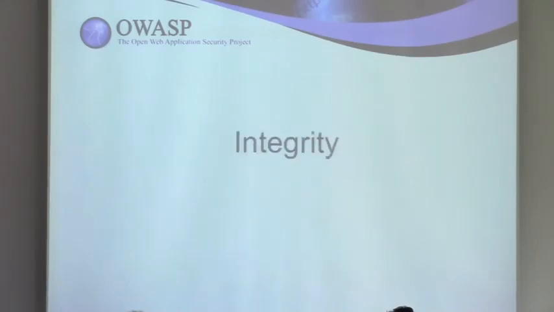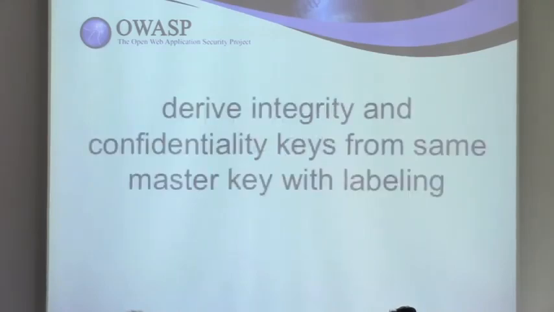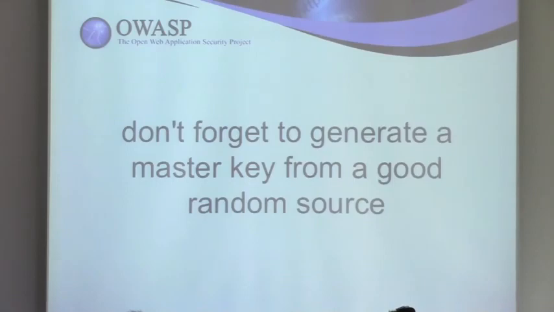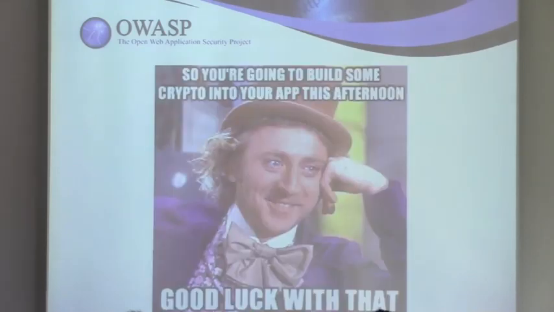You add an HMAC to your ciphertext for integrity, and derive integrity and confidentiality keys from the same master key with labeling. Don't forget to generate a good master key from a good random source, and good luck with that. You're not going to get it right for the most part. Some of the best teams in the world using modern languages trying to get crypto right, they mess it up. So don't try to do it.